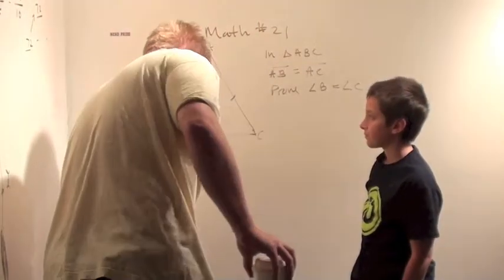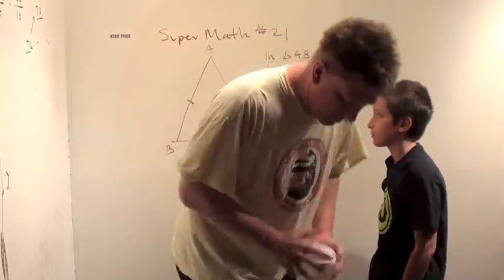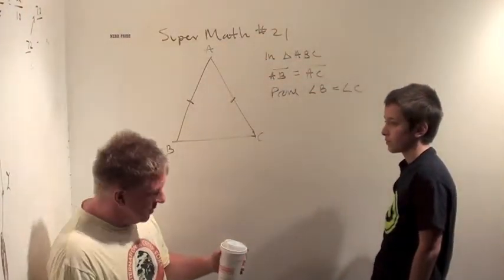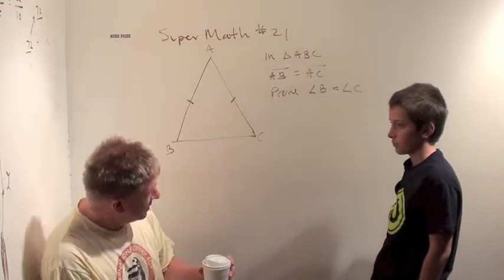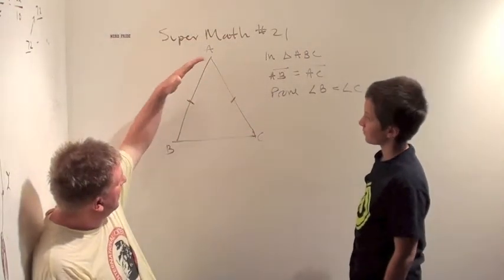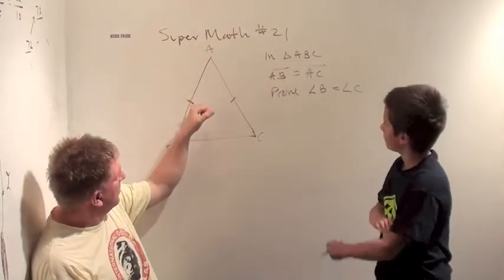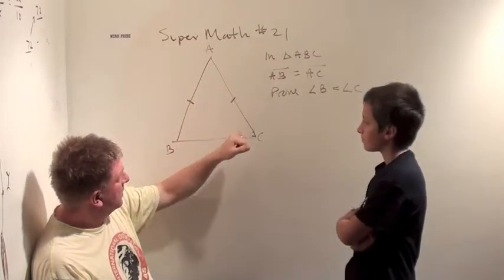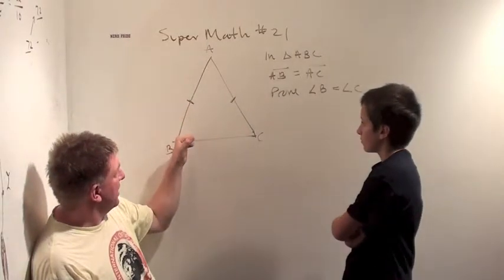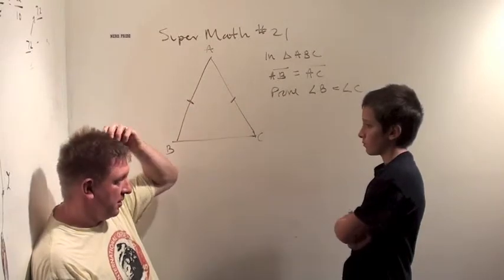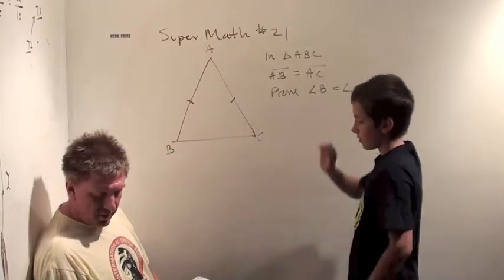SuperMath21. So we have been talking about isosceles and equilateral triangles, and one of the homework problems you did yesterday actually was this proof. If you have a triangle and two sides are the same, prove that the opposite angles, angle B and angle C, are the same. Okay, can you walk through that proof, please?